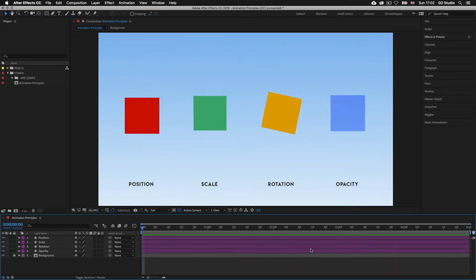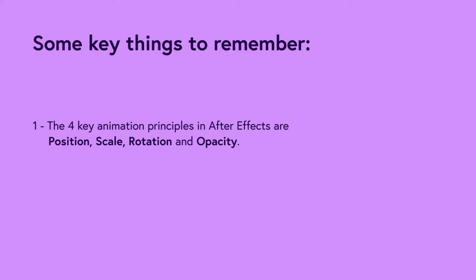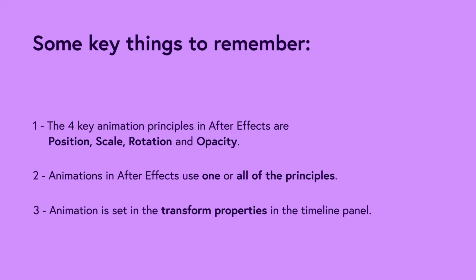So this is how animation is done in After Effects. To recap, some key things to remember are the 4 key animation principles in After Effects are position, scale, rotation, and opacity. Animations in After Effects use one or all of the principles, and animation is set in the transform properties in the timeline panel.